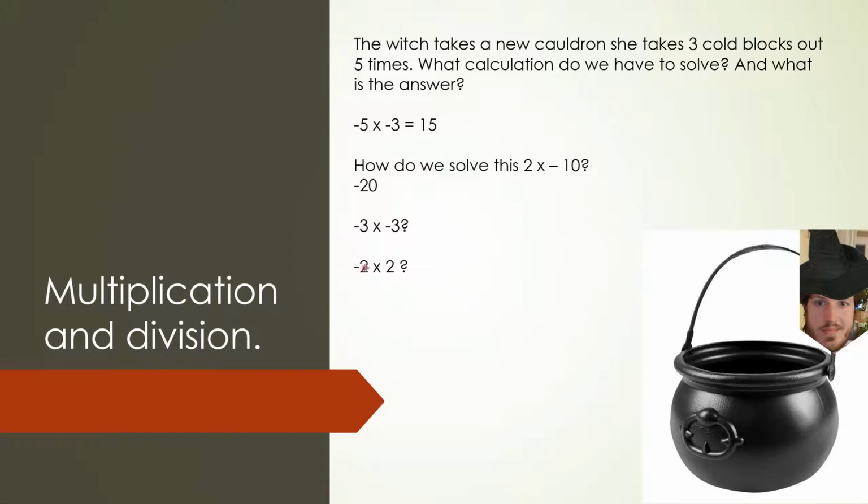Let's look at the next one. Minus 2 times 2. The minus 2 says something about taking out blocks. The 2 says something about what kind of blocks? Warm blocks. So we take out 2 times 2 warm blocks, 4. So minus 2 times 2 equals minus 4. It's becoming colder.